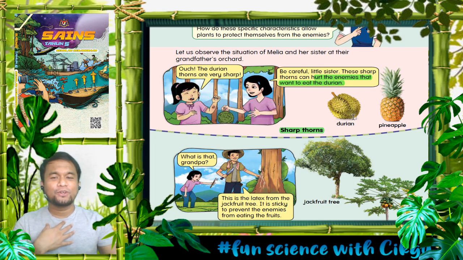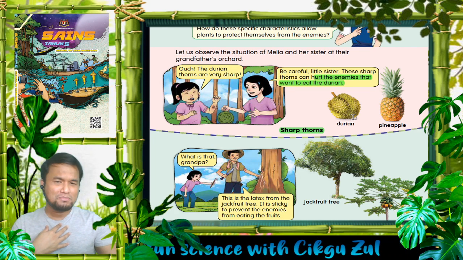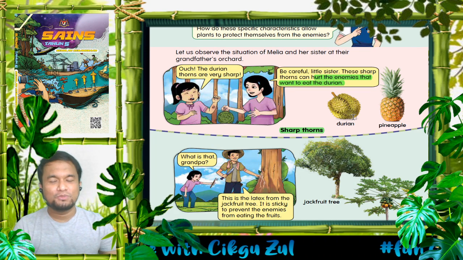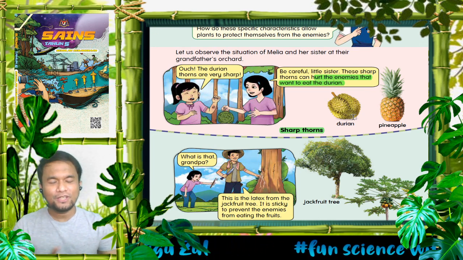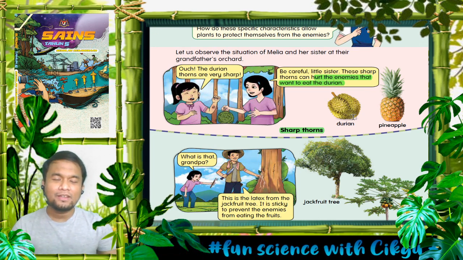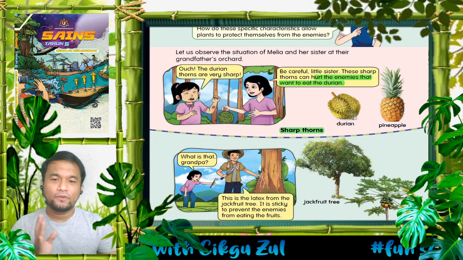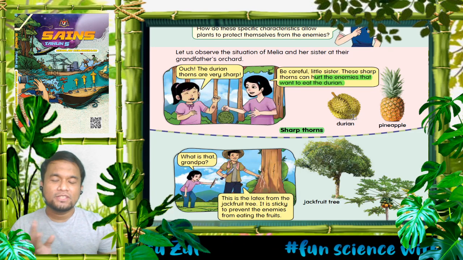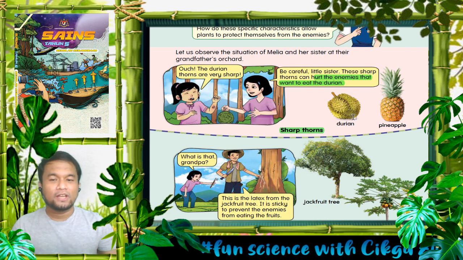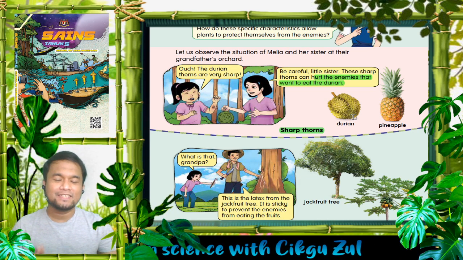Are we humans considered enemies? No, we are not the enemies, because humans are already used to having the durian and the pineapple and these kinds of fruits as our source of food. So we are not considered enemies.